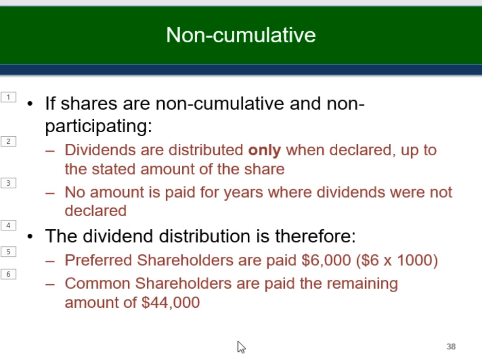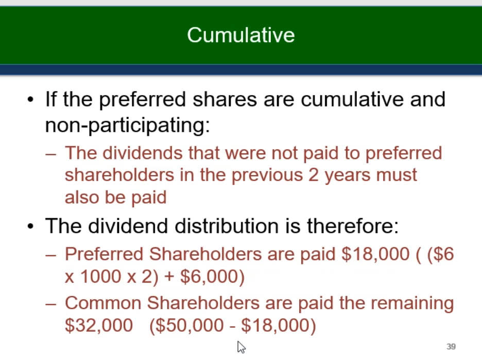So if the shares are non-cumulative and non-participating, then the dividends are distributed only when declared up to the stated amount of the share. So you get $6 and then you don't get any more if you're a preferred shareholder. No amount is paid for years when dividends are not declared because they're non-cumulative. If they miss it this year, you don't ever get it, which will affect the value that you are willing to pay for one of these preferred shares. So the dividend distribution in that case would be the preferred shareholders get $6,000, $6 each times 1,000, and the common shareholders get the rest. Potentially they could get the other $44,000 of the $50,000.